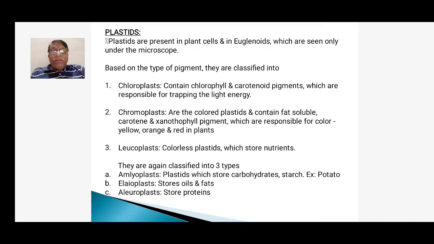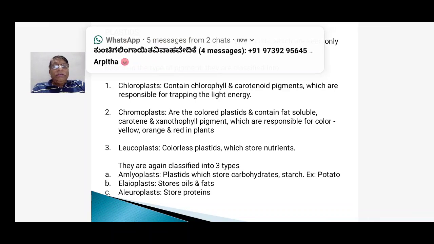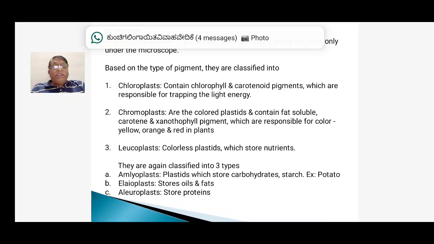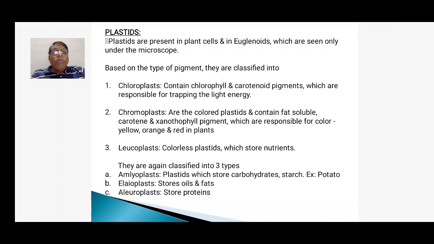The plastids are present in all plant cells and even in euglenoids. Plastids can be observed under the microscope. That is, if we examine the cells, especially the mesophyll cells, we can see the plastids. Okay.